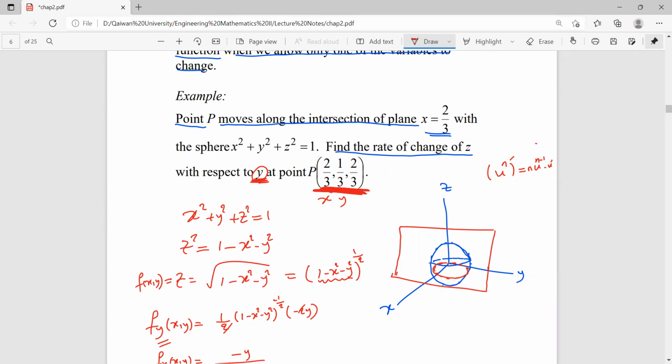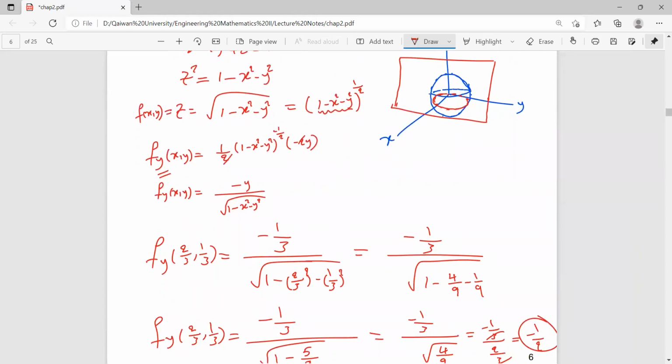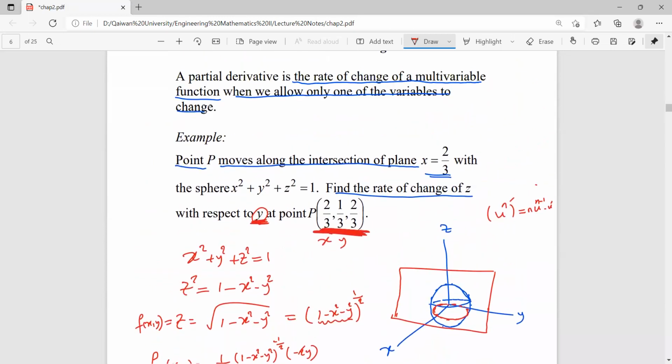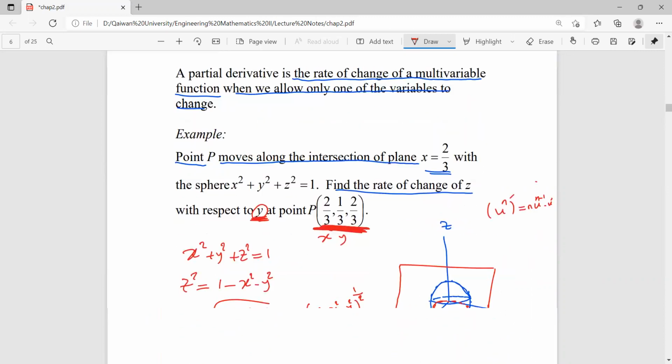So if we are asked to find the rate of change of the function with respect to x, we just take the derivative of the function with respect to x, and that's all. Okay, and we do the same steps. So the partial derivative with respect to one of the variables is the rate of change at a point. It means the rate of change for the function at the given point.